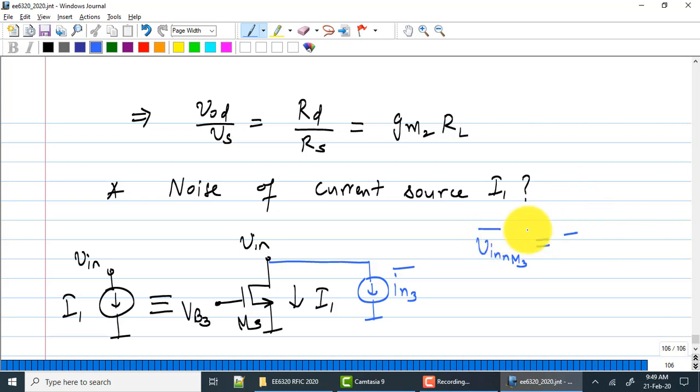Okay. What will happen to this noise? Now, noise is uncorrelated, right? Noise from M3 is uncorrelated with noise from M1. We have already found that noise of M1 gets cancelled. We don't worry about that. What happens to noise of M3? So this noise will now go through two paths, through the common gate stage, through the common source stage.